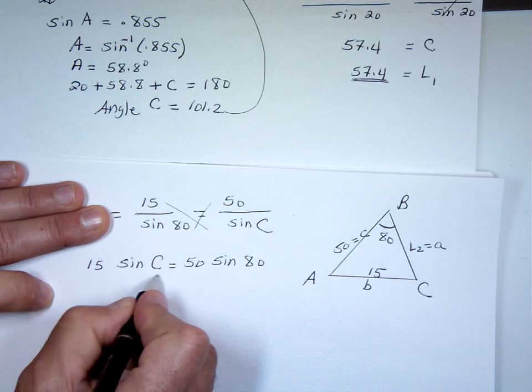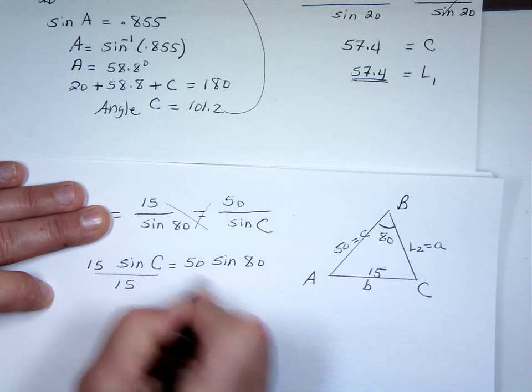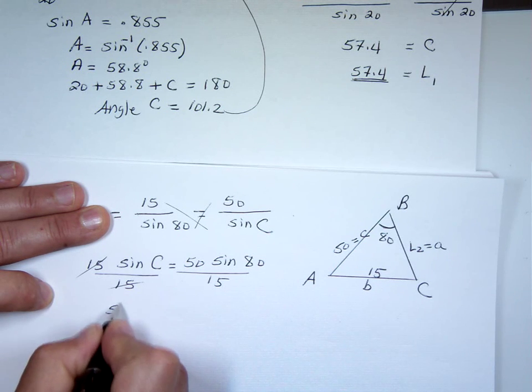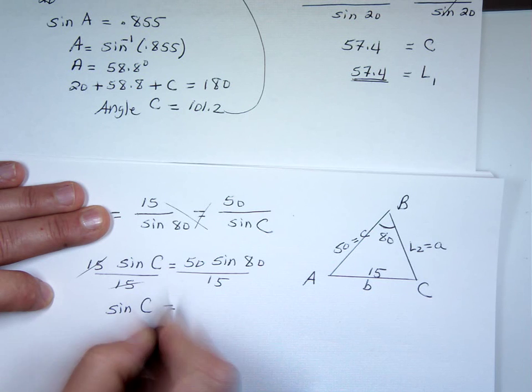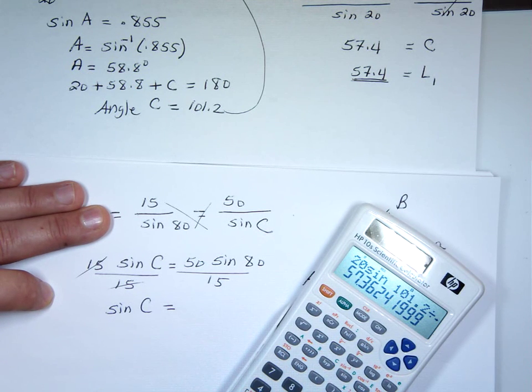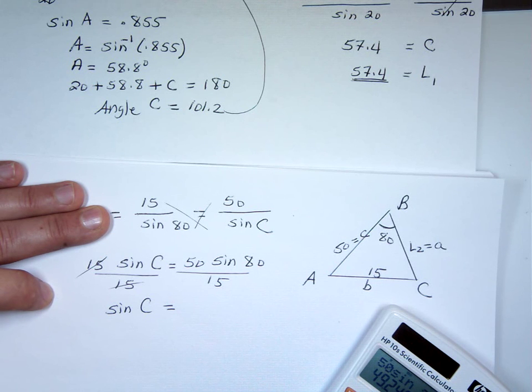Divide both sides by 15. Sine C equals what? Again, hopefully my math is good here. I might be in trouble mathematically here. That might be more than 1. I am in trouble. So I got to make an adjustment to it.